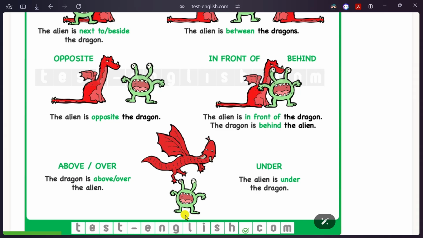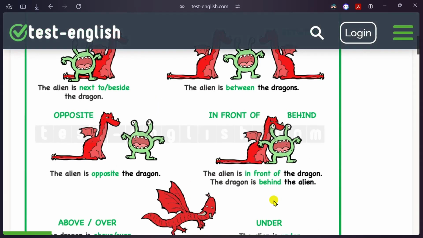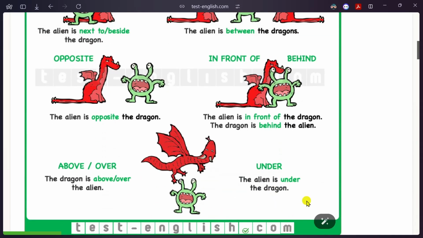Like bottom of the dragon. Below the dragon, yes, below. Under. We don't have below here, right? Yes, under or below the dragon is perfect. But at the bottom of the dragon is not this.